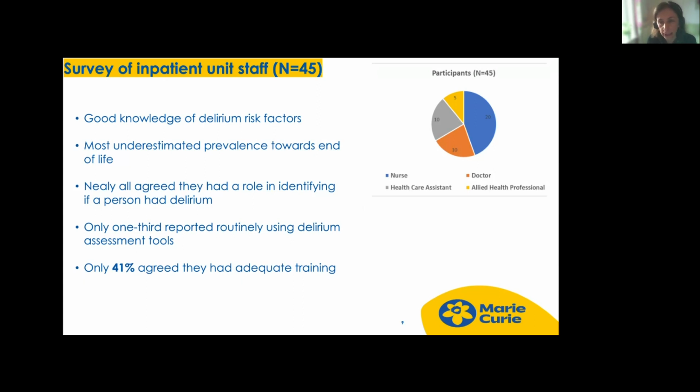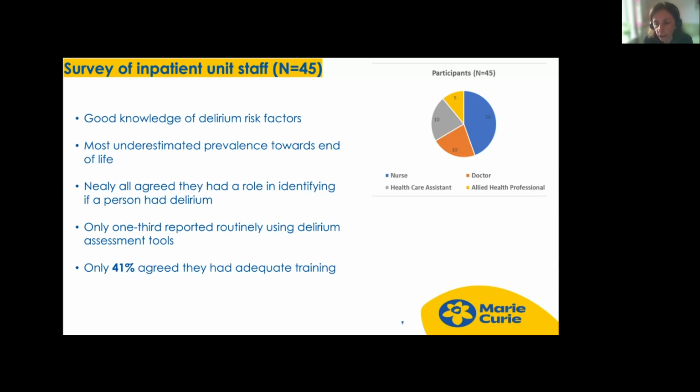This was completed by 45 staff, including 20 nurses and 10 doctors. Overall, staff had a good knowledge of risk factors. However, most underestimated the prevalence of delirium towards end of life. Nearly all agreed that they had a role in identifying if a person had delirium, though only 1/3 routinely screened for delirium. Only 4 in 10 agreed they had had adequate training.